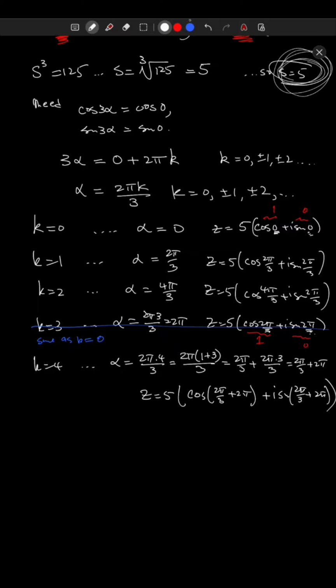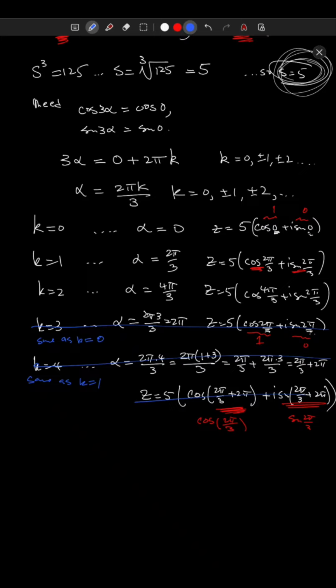All right? But again, sine and cosine are both periodic with period 2 pi. So cosine of 2 pi over 3 plus 2 pi is the same as cosine of 2 pi over 3. Sine of 2 pi over 3 plus 2 pi is the same as sine of 2 pi over 3. And of course, that's the same as the k equals 1 solution. We can literally see that they match perfectly. So we actually already have this solution as the k equals 1 solution.